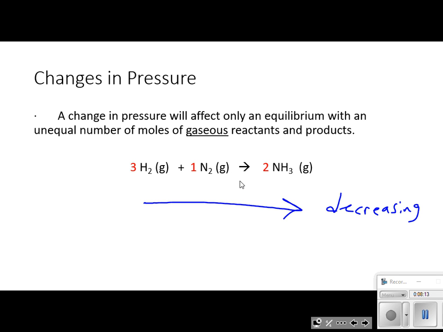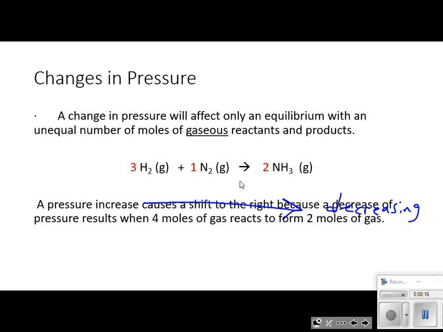So pressure increases if I increase the pressure. With this particular reaction, it shifts to the side where we have a decrease. We just said that 4 moles going to 2 moles is a decrease in pressure. So if I increase the pressure, it's going to go away from the higher number of moles to the lower number.